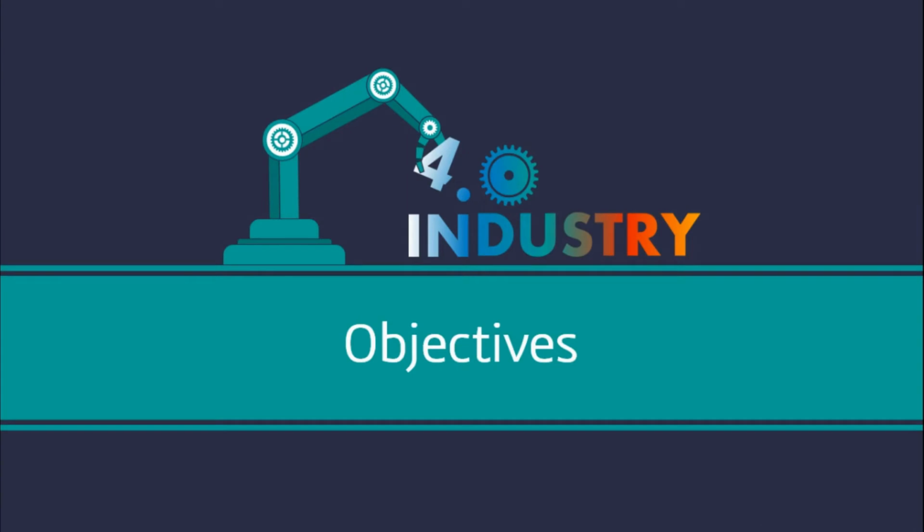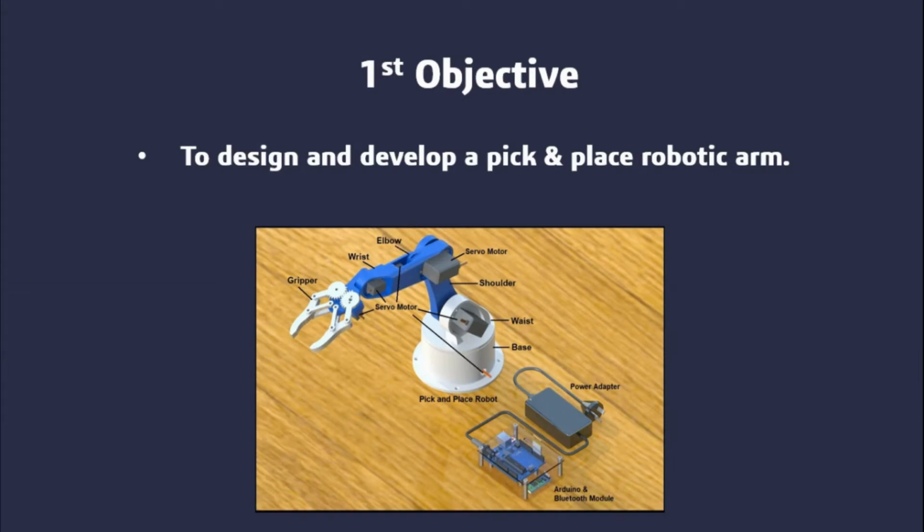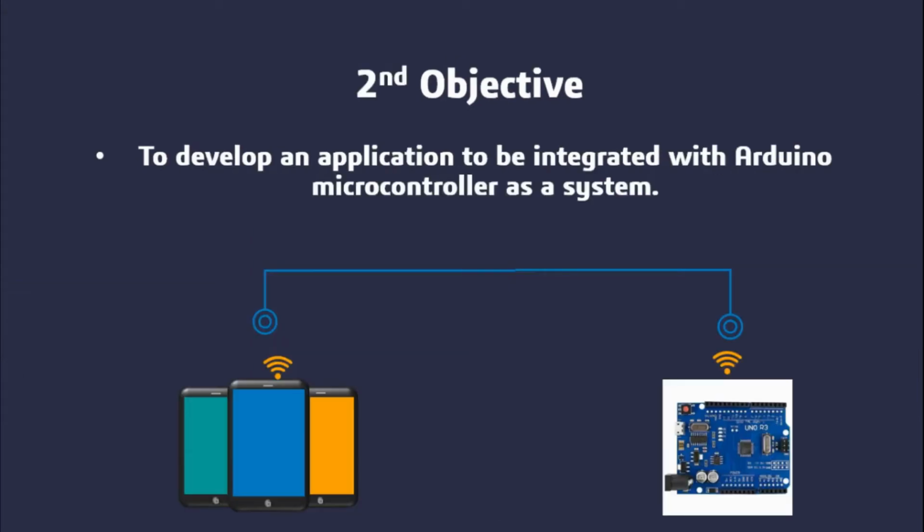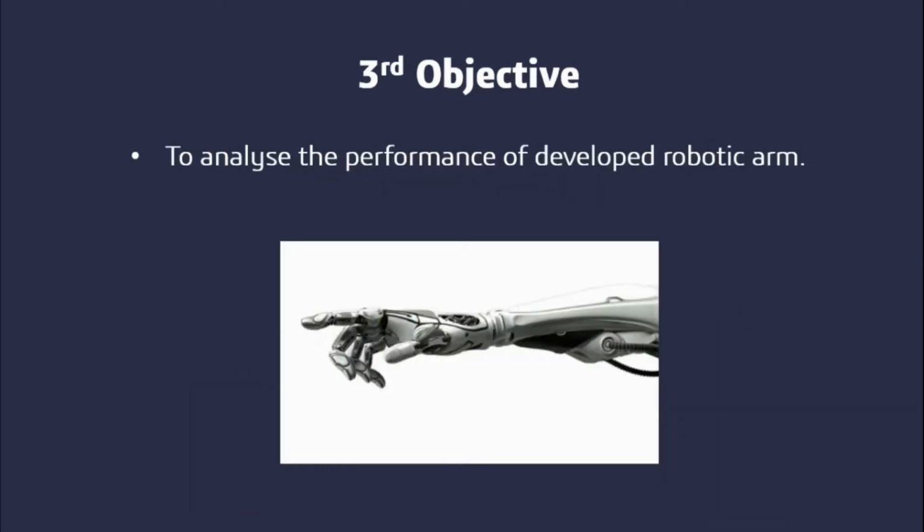Objectives. There are 3 objectives in this project. First objective is to design and develop a pick-and-place robotic arm. Second objective is to develop an application to be integrated with the Arduino microcontroller as a system. Third objective is to analyze the performance of the developed robotic arm.